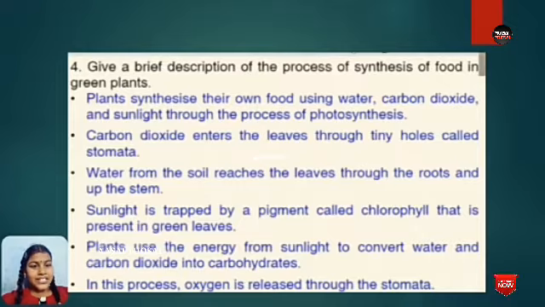Plants use the energy from sunlight to convert water and carbon dioxide into carbohydrates. Carbohydrates are the food for the plants. In this process, oxygen is released through the stomata.